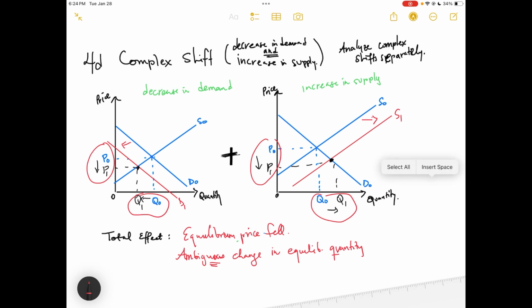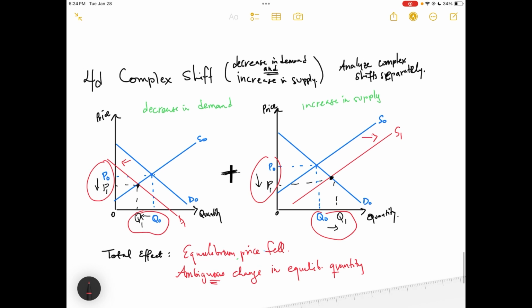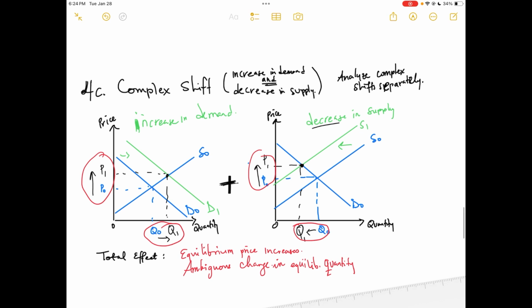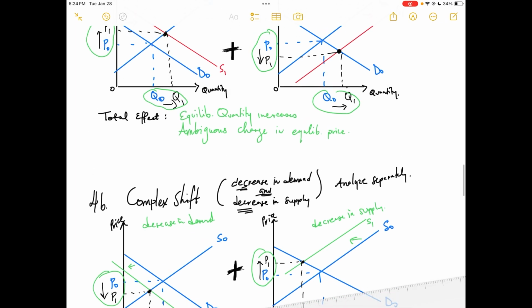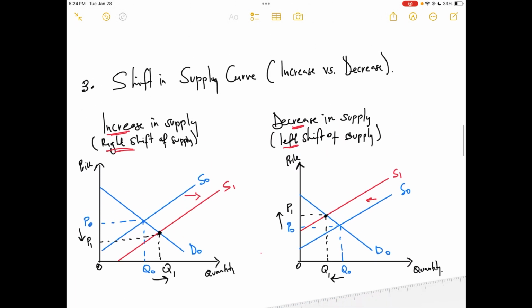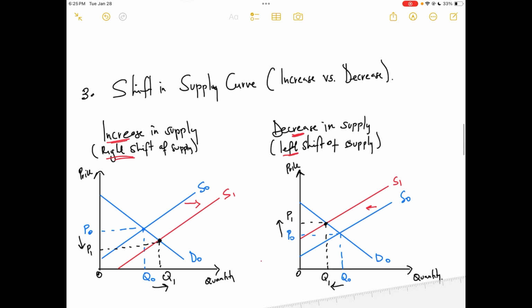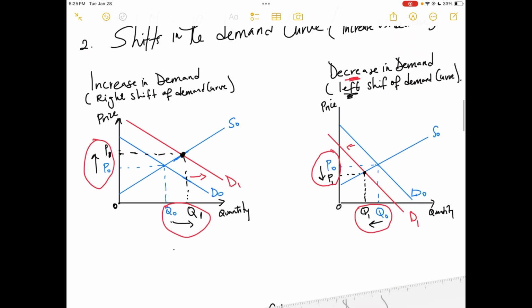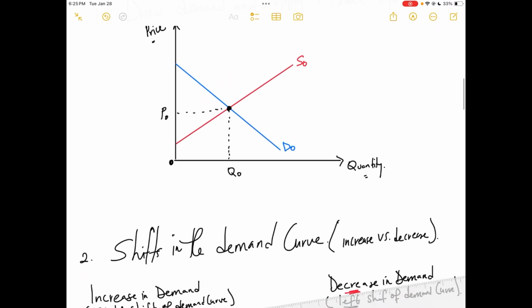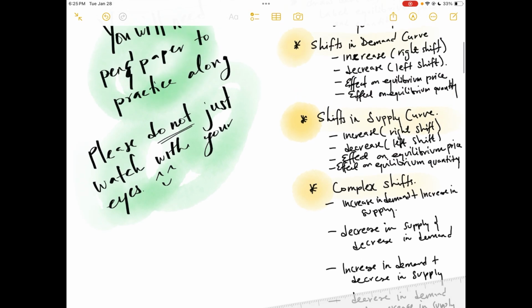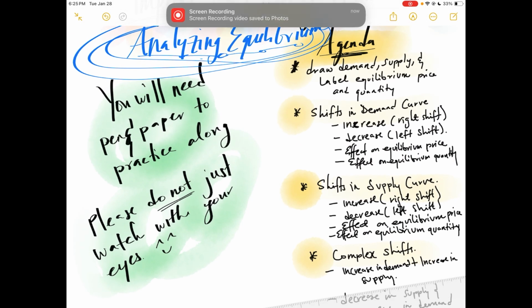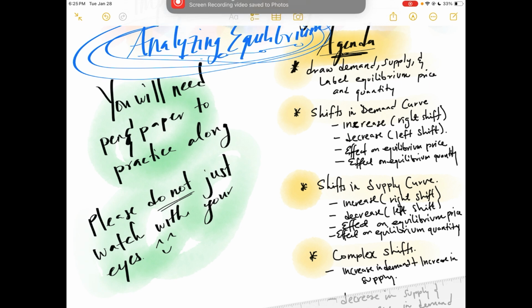Okay, so let's go back to our agenda. Looks like we've covered everything we set out to do. The complex shifts, there are 4 of them. And then we see the simple shifts, increase versus a decrease in supply, and an increase versus a decrease in demand. Now, I really hope that you pause the video when necessary and with paper and pen practice these, drawing them by yourself, okay?